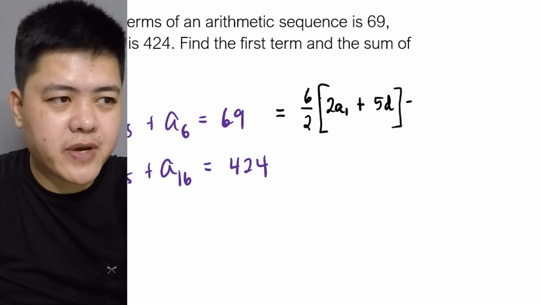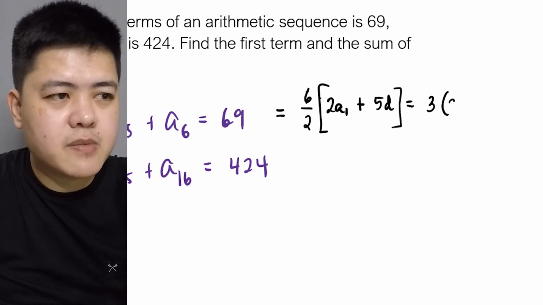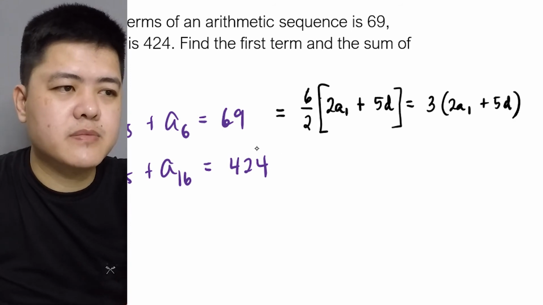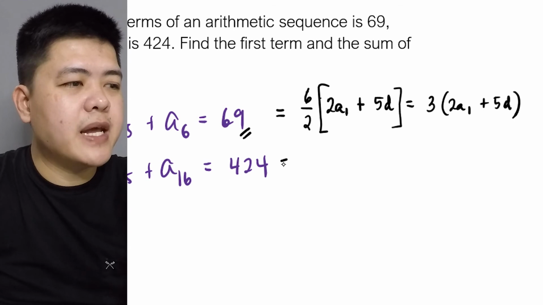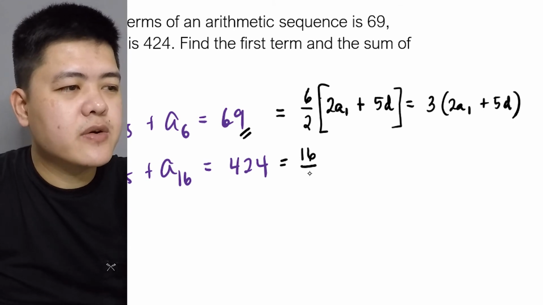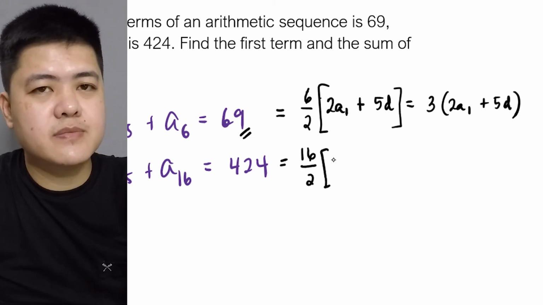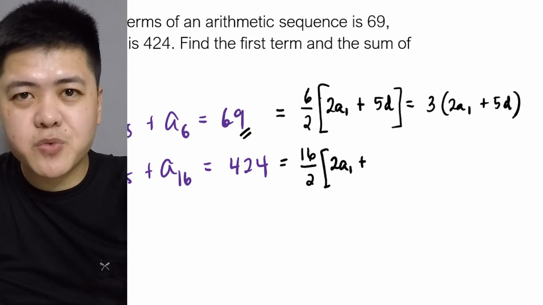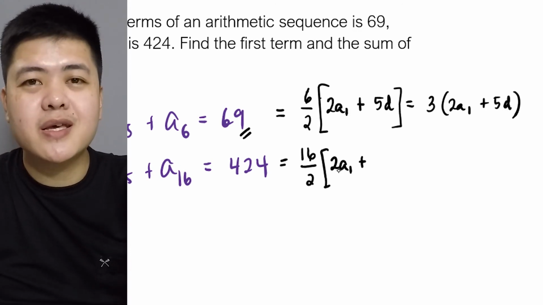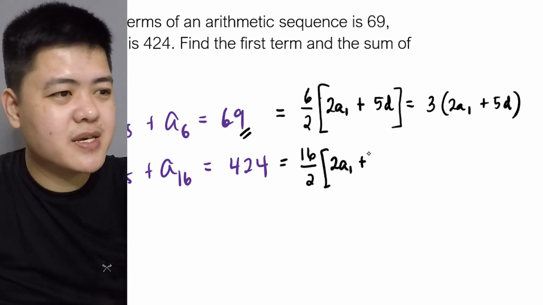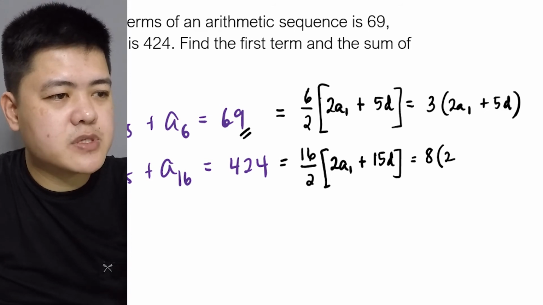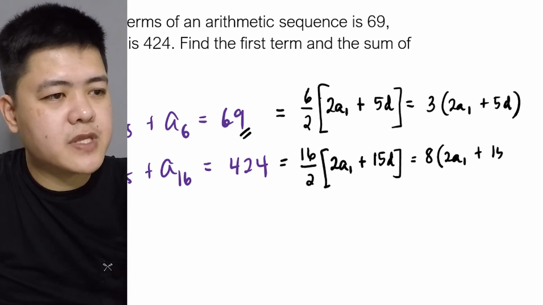So we can further simplify this. We'll get 3 times 2a sub 1 plus 5d. Okay. Which is equivalent to 69. Yung kabila, 16. So we have 16 over 2 times 2a sub 1 plus n minus 1. So 16 minus 1, that is 15 times d. So we get 15d equals, simplify lang natin to, 8 times 2a sub 1 plus 15d.